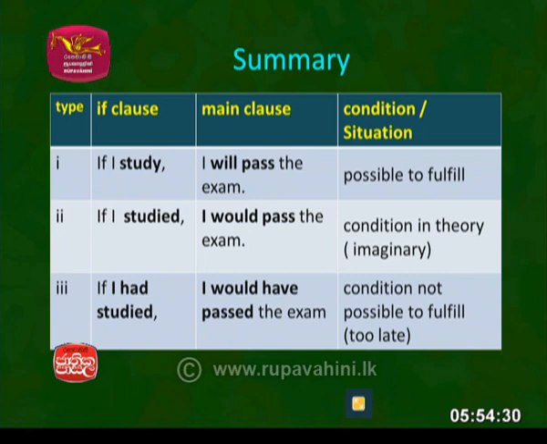If I were a carpenter, if I were a bird, if she were a carpenter, if she were a teacher, that is when we use the word were. And the third one, if I had studied, I would have. So look at the highlighted words. The first one, study, is given in the present tense. Second one, studied, given in the past tense. And third one, had studied, given in the past perfect tense.